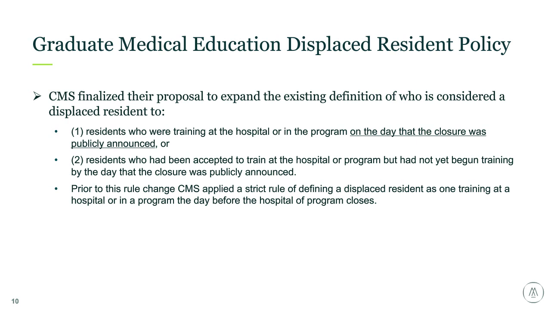that displaced resident rule to include residents that were training at the hospital or in a program on the day that the closure was publicly announced. Or they will include residents that were accepted to train at a hospital or program but had not yet begun training by the day the closure was publicly announced. So in short, what CMS is doing here is they're expanding their standard, and they've created a new standard for determining a displaced resident is really the public announcement date going forward and not the program closure date. So that's a bit of good news for hospitals that end up in that situation.